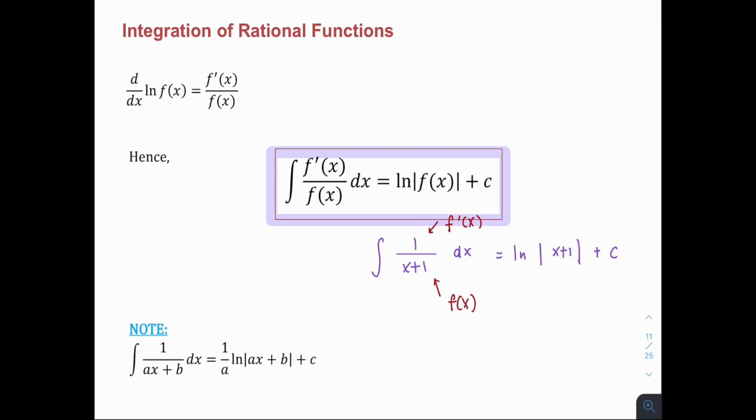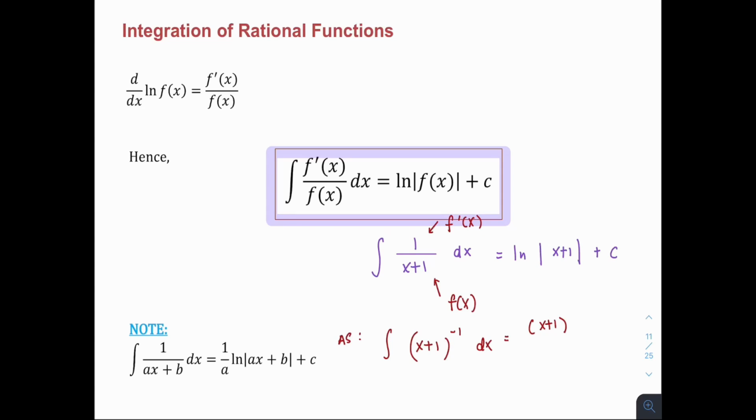And some students will ask, why can't we use the formula that we have learned in AS, the simple integration? Alright, let's try the AS method in solving this question. So by using the AS method, what we do is we will bring the x plus 1 up so that it can have a power of negative 1.